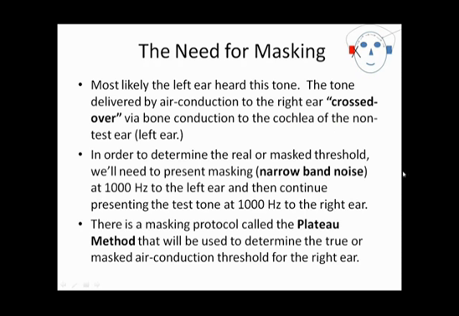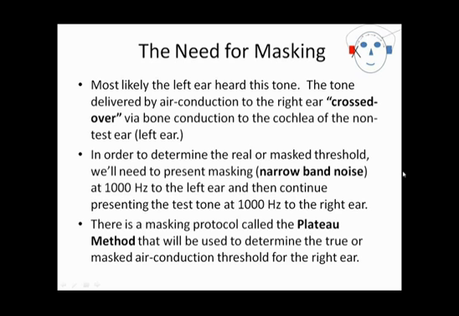So most likely the left ear heard this tone. The tone delivered by air conduction to the right ear crossed over via bone conduction to the cochlea in the non-test ear, or the left ear. In order to determine the real or masked threshold for the test ear, which is the right ear in this case, we'll need to present masking noise. It's also called narrowband noise at 1,000 hertz to the left ear, and then continue presenting the test tone at 1,000 hertz to the right ear. So masking noise goes to the left. That's the non-test ear. We're not interested in the threshold of the left ear right now. We're testing the right ear.